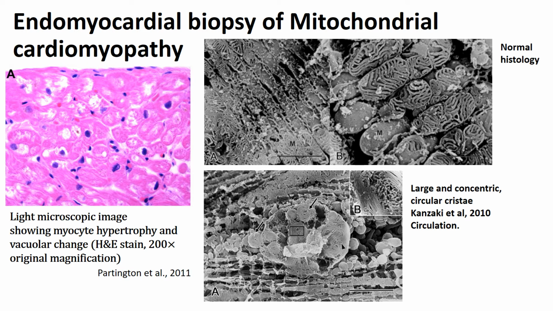A better look at the abnormalities of the mitochondria in the heart muscle, though, is by electron microscopy. So the top image here, the black and white image, shows normal electron microscopy images of mitochondria, where you can see the trabeculations of the mitochondria are nice and linear and well organized, compared to the more disorganized appearance of the mitochondria crista down below in the image in the bottom, where the mitochondria are larger, they're concentric, and they're circular. And this was obtained from a patient with mitochondrial cardiomyopathy.